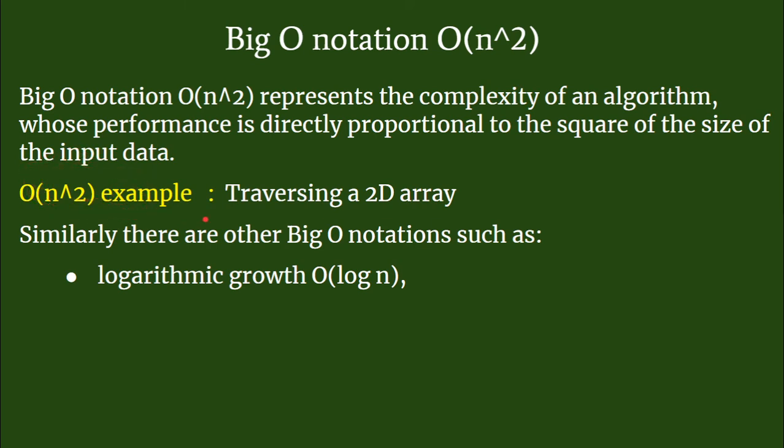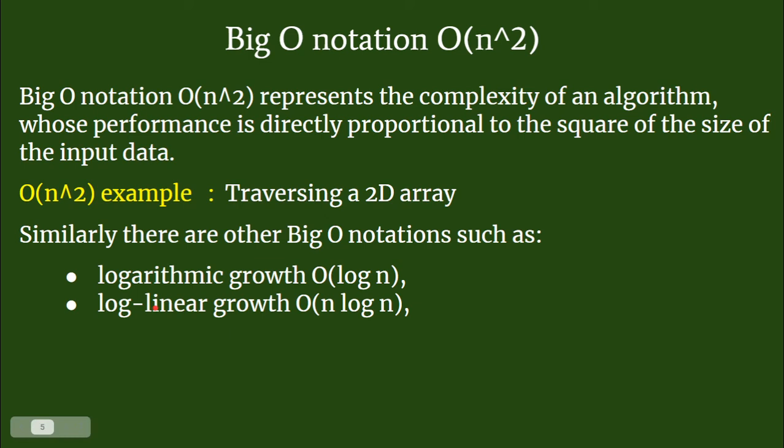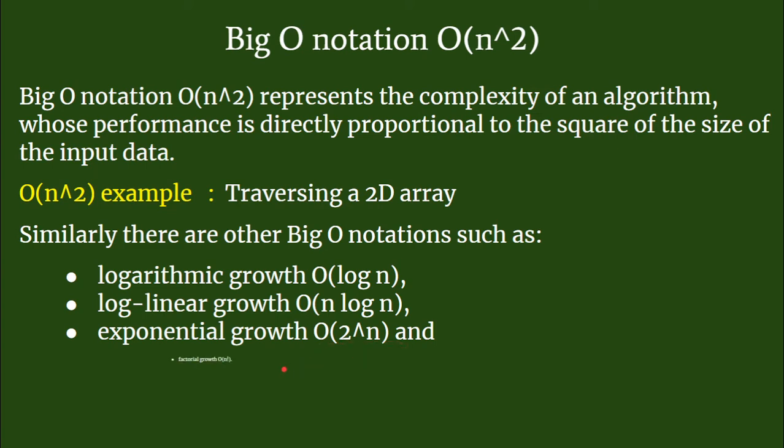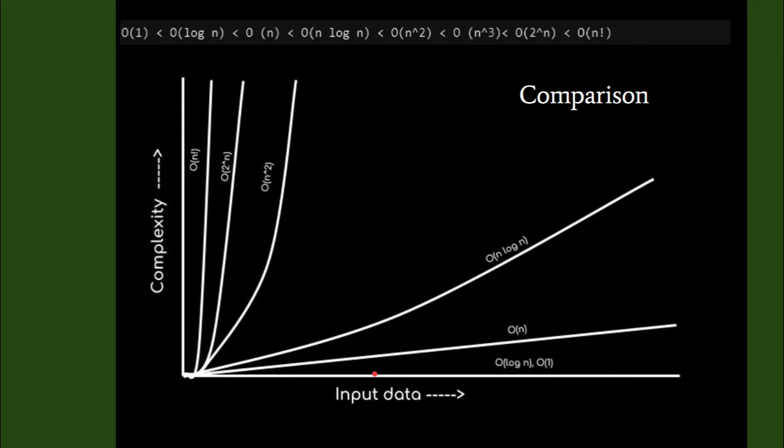10 square. There are also some other big O notations such as logarithmic growth, order of log of n, log linear growth, order of n into log n, and then exponential growth, order of 2 power n, and factorial growth, order of n factorial. So based upon the number of inputs, the time complexity varies. So all the time complexities of different cases are given as a graph here.